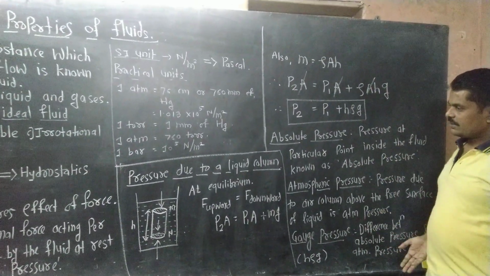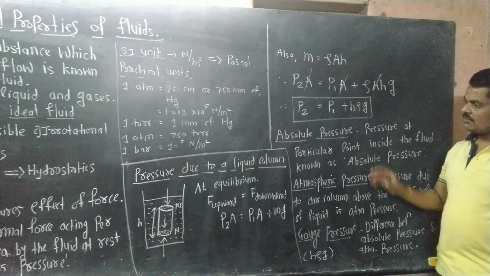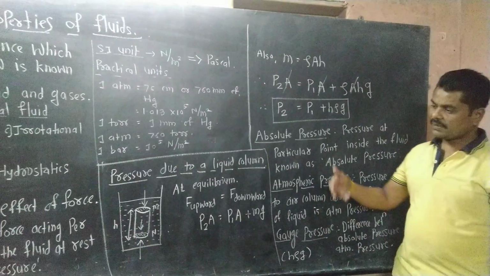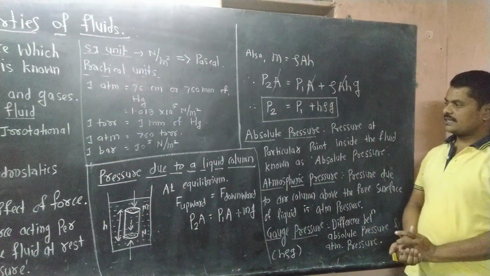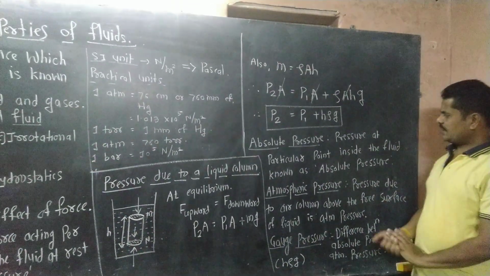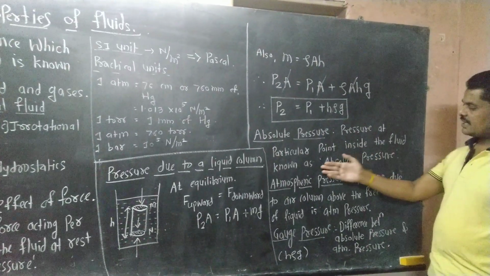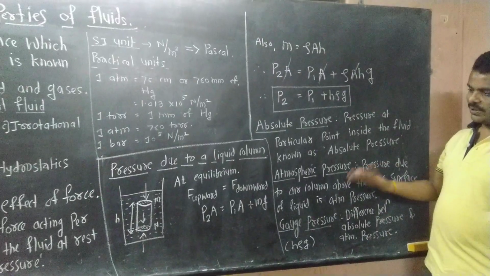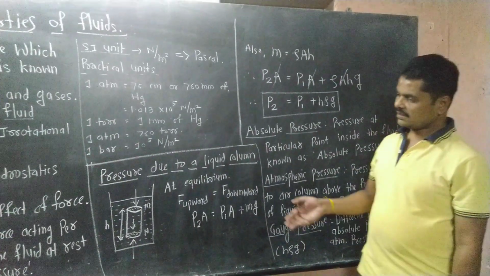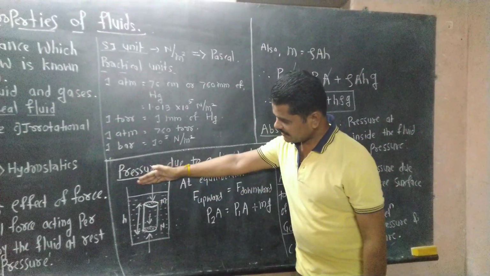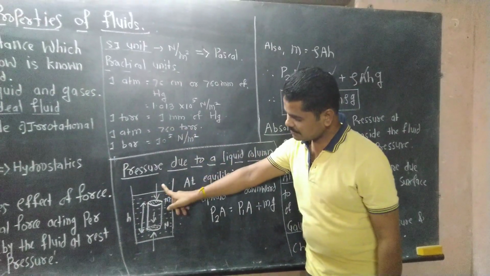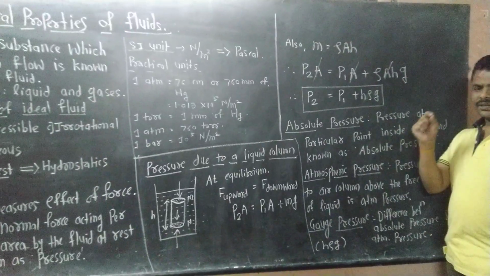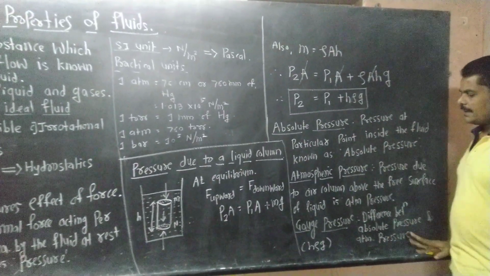Now we have to discuss some definitions. What is meant by absolute pressure? Absolute pressure means the pressure at a particular point in the fluid. Pressure at a particular point inside the fluid is known as absolute pressure. In absolute pressure, we have to consider, suppose the atmosphere is present here, then the atmospheric pressure plus this pressure plus this pressure. That is, absolute pressure means the total pressure at a particular point.